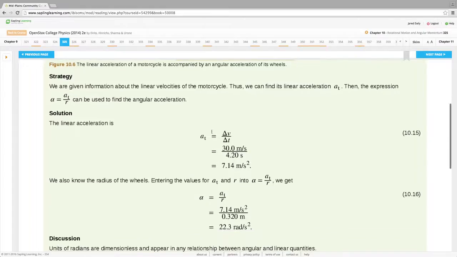Of course, the tangential acceleration and the rotational acceleration are related by this relationship where we multiply the rotational part times r to get the tangential part. If we rearrange that, we get that the rotational acceleration equals the tangential acceleration divided by r. So we just divide by r to get back to rotational. It's 7.14 divided by 0.32, and it's 22.3 radians per second squared for the angular acceleration.